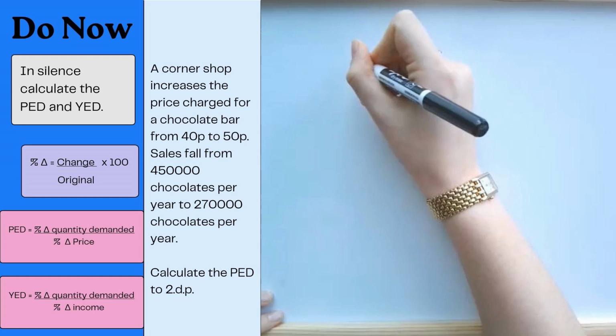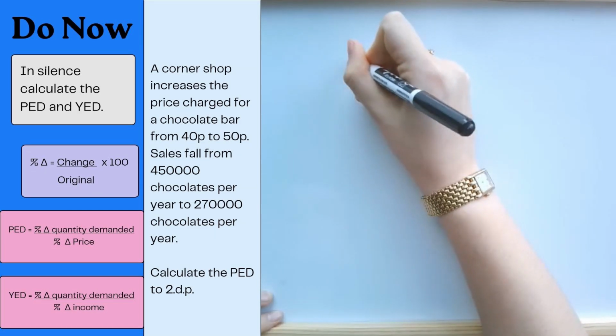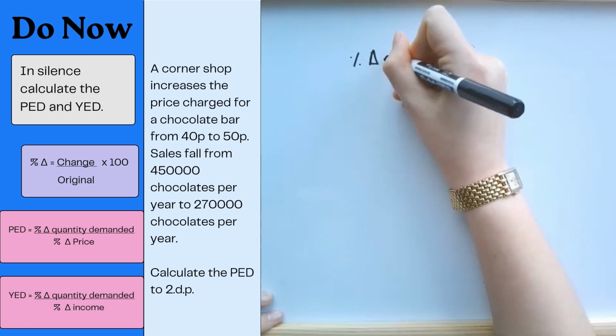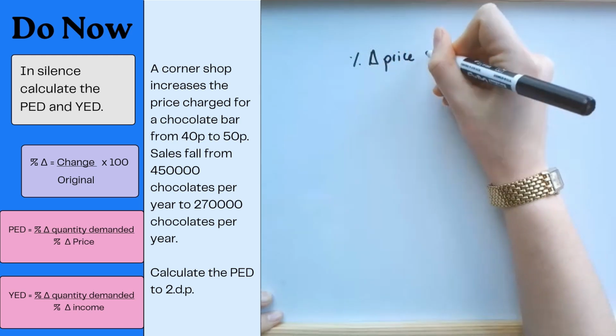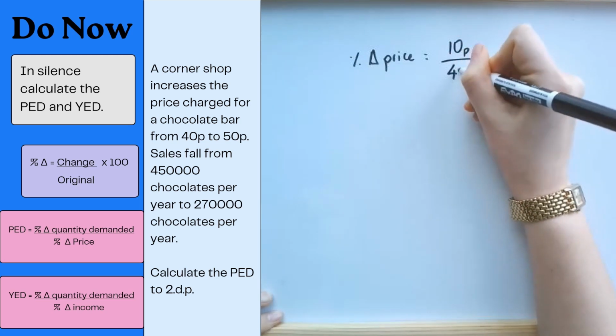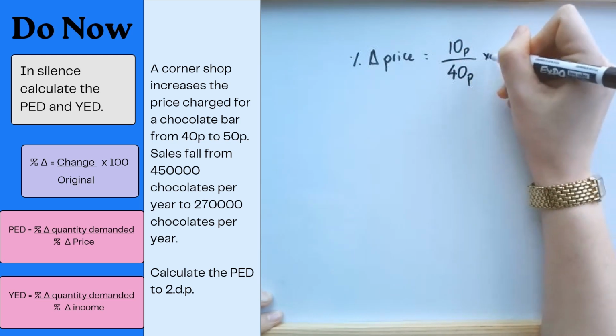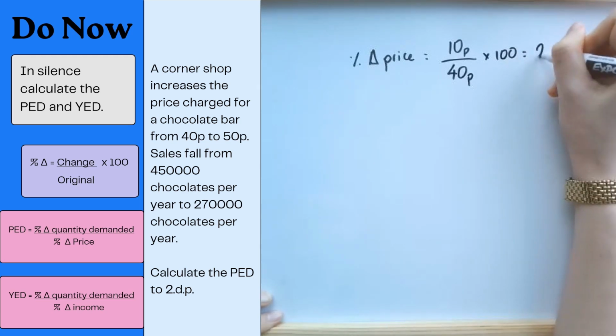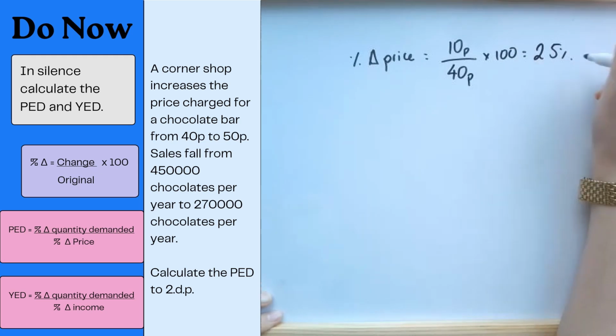A corner shop increases the price charged for a chocolate bar from 40p to 50p, but sales fall from 450,000 chocolates per year to 270,000 chocolates per year. Calculate the PED to two decimal places. Well, before we can calculate the PED, we need to work out the percentage change in price. So it's 10p divided by 40p times by 100, and that is a 25% increase.